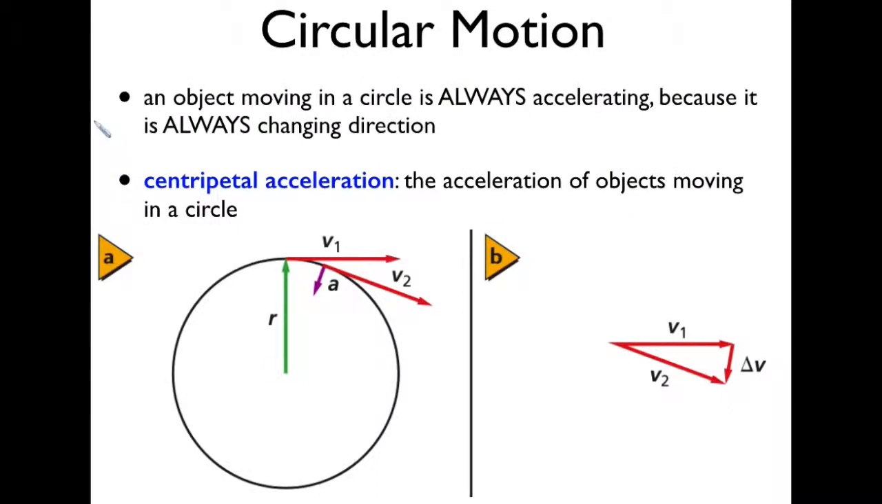Now, since you're always changing direction, you will always be accelerating when you're moving in a circle. And we call this type of acceleration centripetal acceleration, or the acceleration of objects that are moving in a circle. And again, this is because you're always changing direction and you're always accelerating.